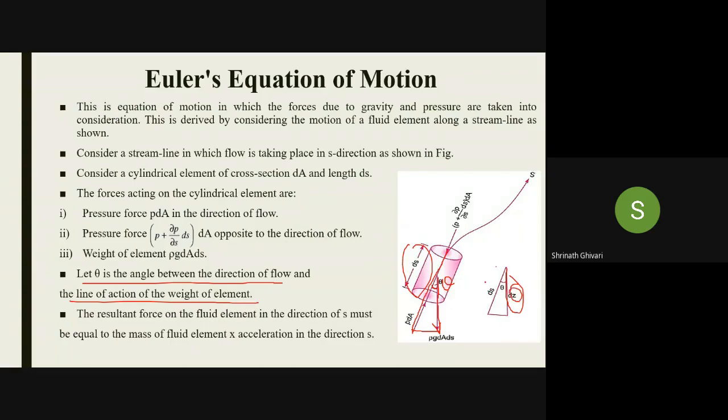Now can anyone tell me which is the hypotenuse in this diagram? Which is the base? ds is the hypotenuse, dz is the base, and opposite to that is the perpendicular or opposite. Okay, fine.